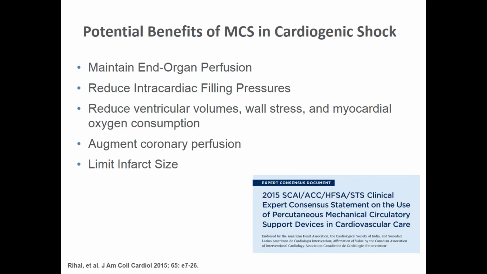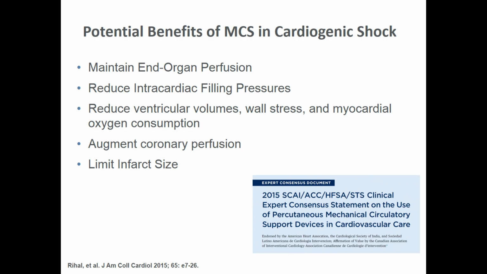I want to shift gears for a moment and talk about mechanical circulatory support in cardiogenic shock, since the other approach to medical stabilization in patients with refractory disease beyond medical therapy is really to consider mechanical support. Now, potential benefits are apparent of mechanical circulatory support, including maintenance of end organ perfusion that may be challenging to achieve with pressor support alone. There's the option to unload the ventricle and reduce intracardiac filling pressures, to reduce ventricular volumes, wall stress, and myocardial oxygen consumption, to augment coronary perfusion and limit infarct size or extension.